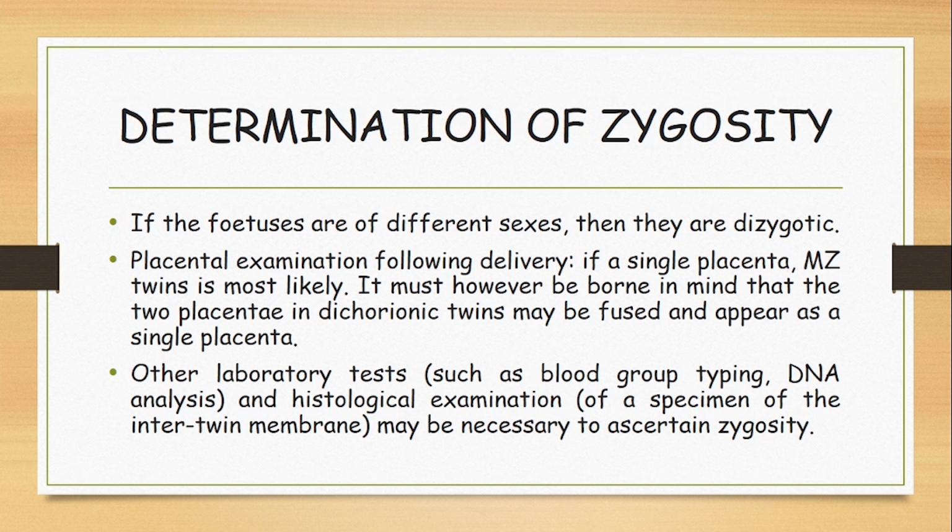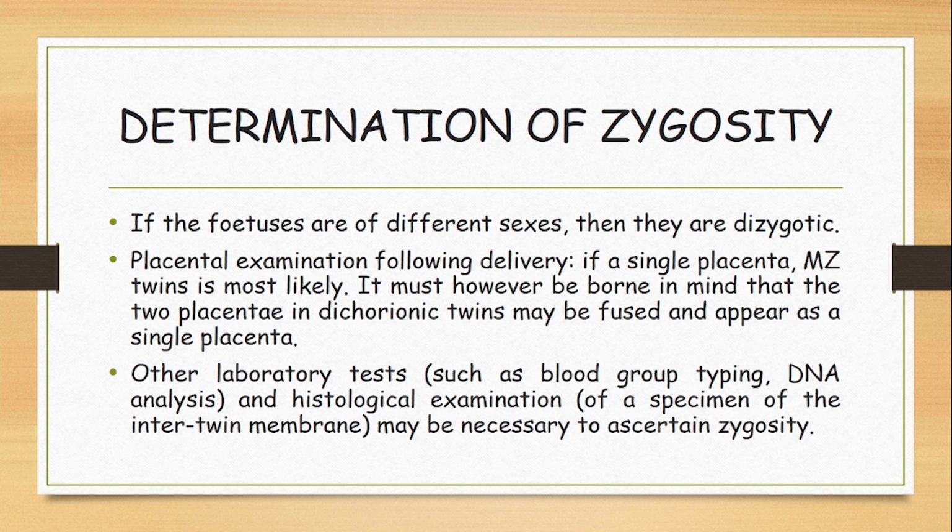Placenta examination following delivery. If a single placenta is found, monozygotic twins is most likely. If a single placenta is found following examination of the placenta under running water, monozygotic twins is almost certain. It must, however, be borne in mind that the two placentas in dichorionic twins may be fused and appear as a single placenta. And this is why sometimes it may be difficult for ultrasound to pick the placentas of dichorionic twins because of the overlapping.